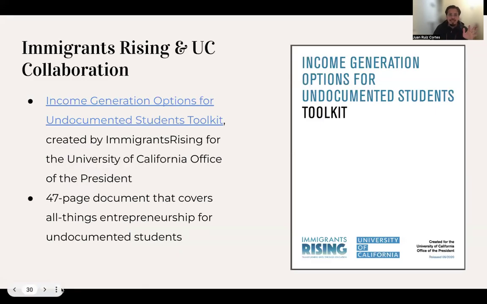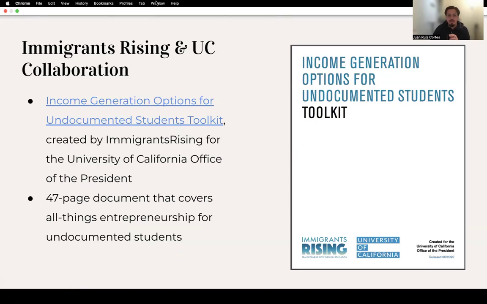Let me see, Immigrants Rising at UC. So there was a 47-page document put together by the Office of the President and Immigrants Rising for undocumented students on teaching them the ins and outs on independent contracting, creating an internship, creating a fellowship at your institution. It's meant for us. Check it out. There's a PDF online that you can read, or we can print a copy, have it at the office. And a lot of the information that I took for this presentation is from this pamphlet that they put together, and I use it all the time. I strongly recommend it.